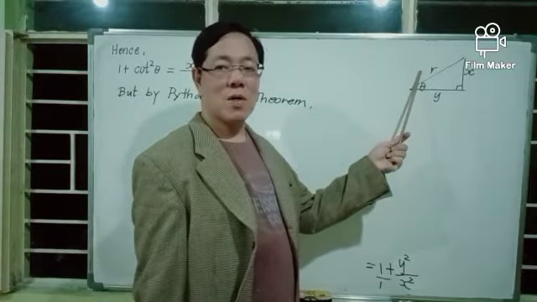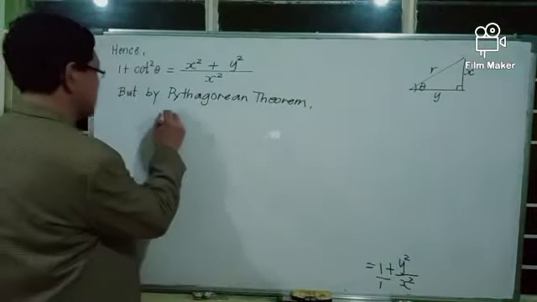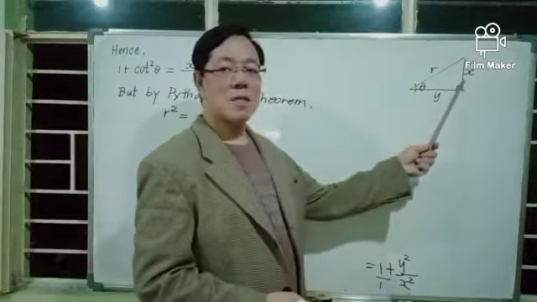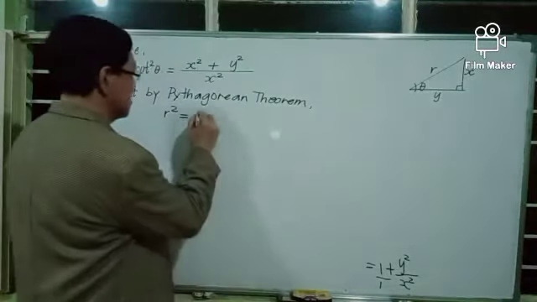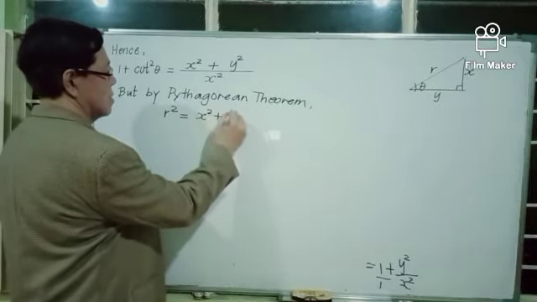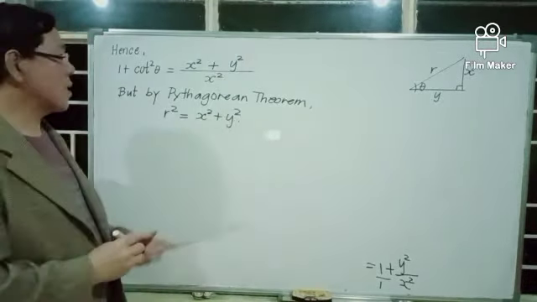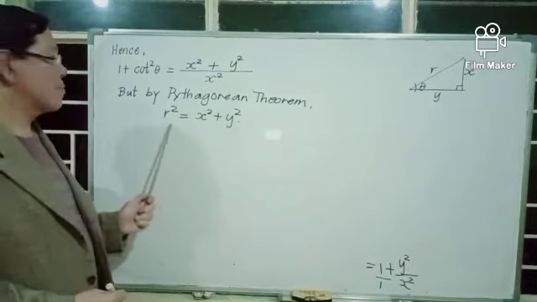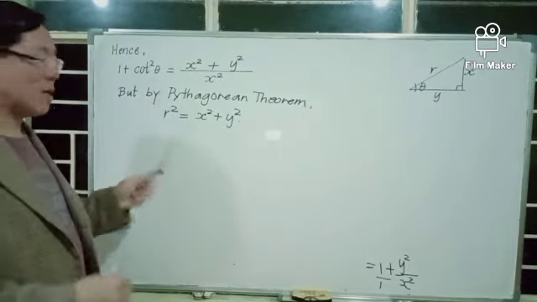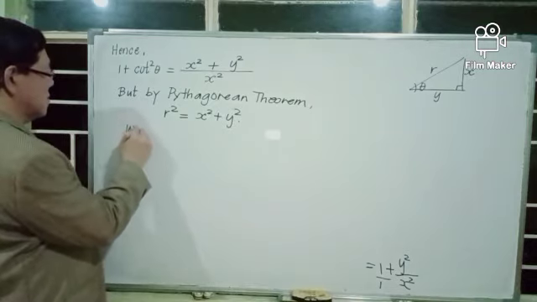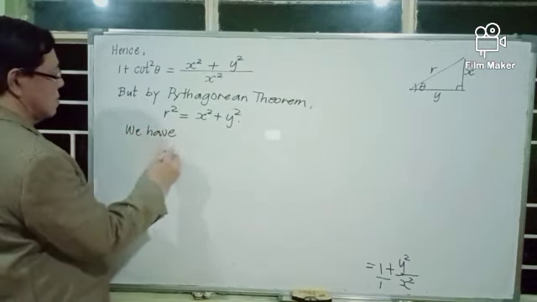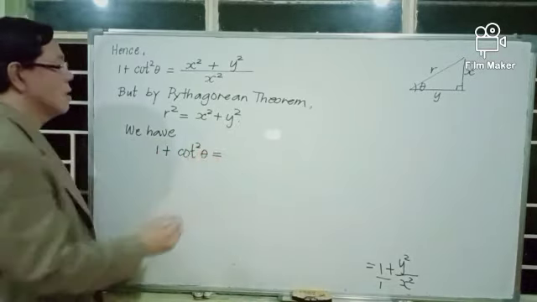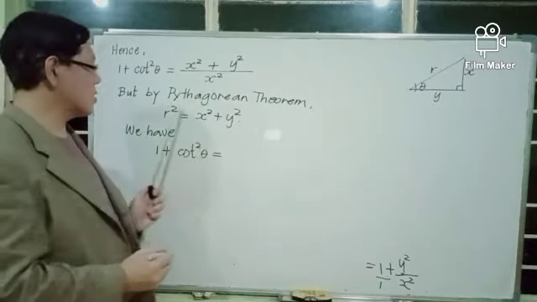Or in symbols, by the Pythagorean Theorem, r squared is equal to the square of x plus the square of y. Hence, we replace the numerator x squared plus y squared with r squared. And we get 1 plus cotangent squared theta is equal to x squared plus y squared equals r squared.